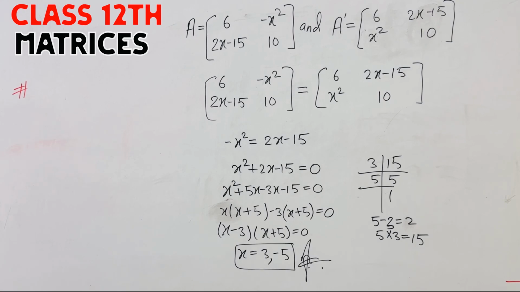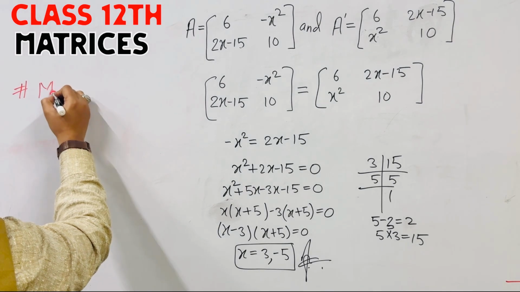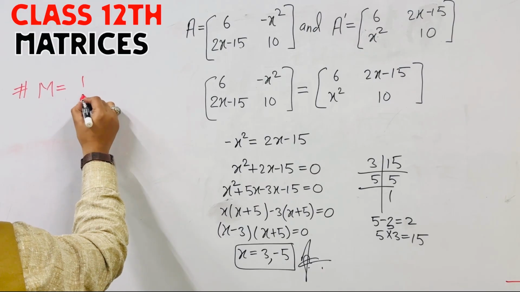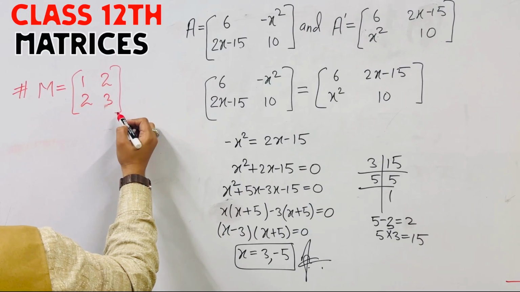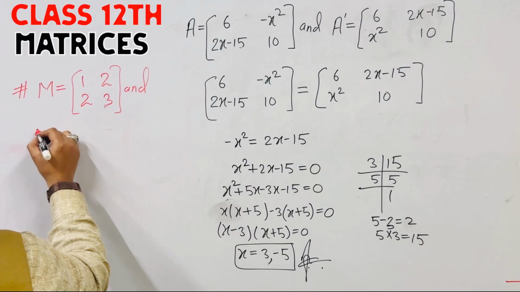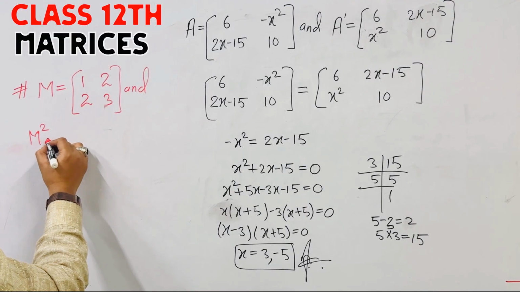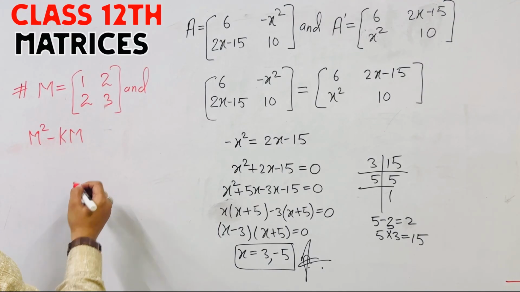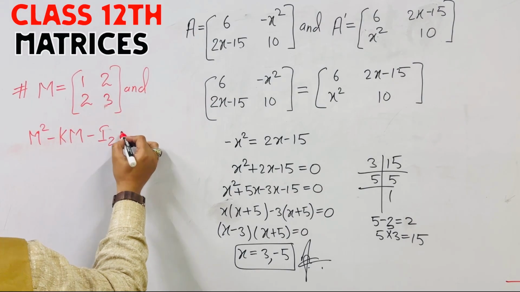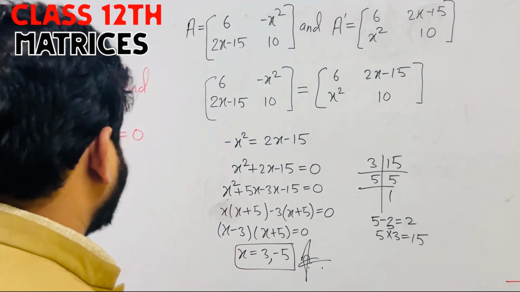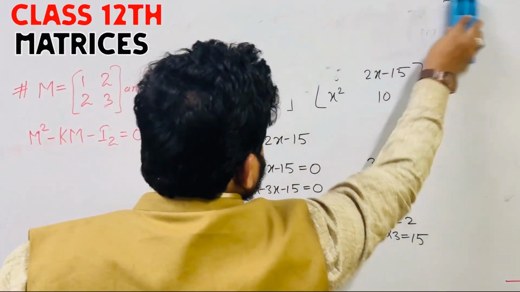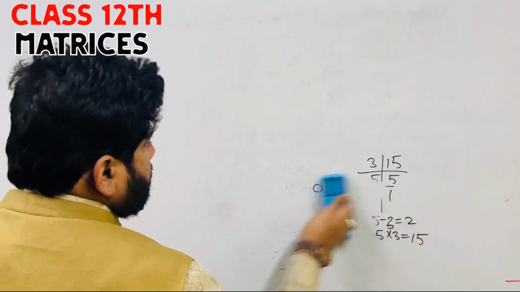The next question is: matrix M is equal to [1, 2; 2, 3] and M square minus kM minus I2 is equal to 0. Okay, all of you noted? Okay, I have rubbed this.